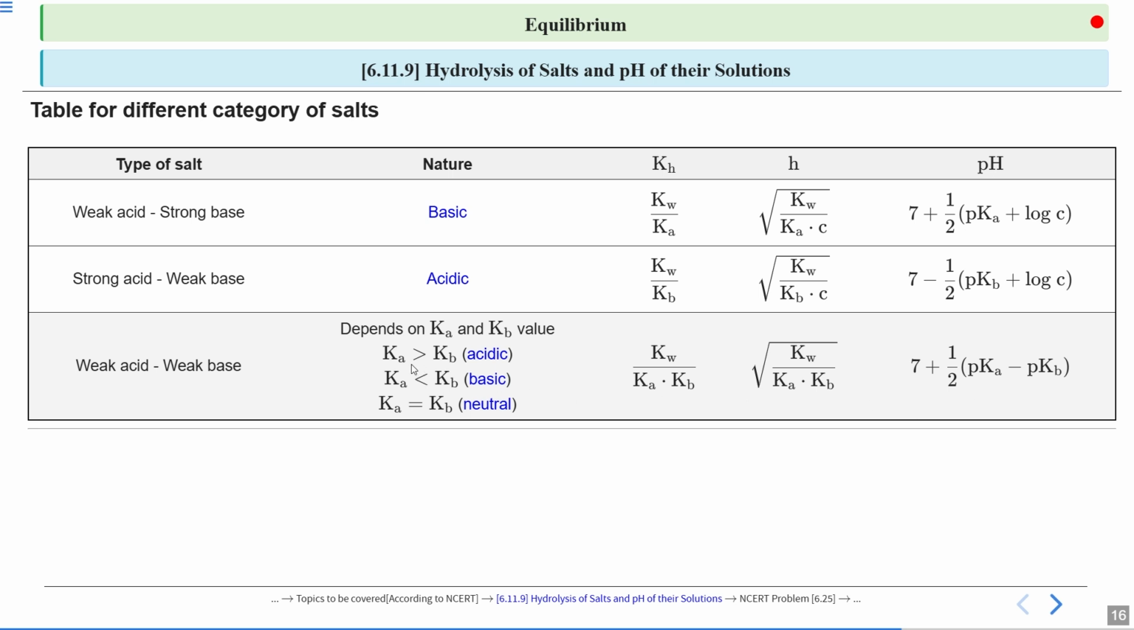So simply you can say that in case of weak acid and weak base, if your acid is stronger, that means your solution will be acidic. If your base is stronger, then your solution will be basic, and if Ka and Kb values are equal, then the solution will be neutral, because the right side term after the addition sign will be equal to 0.